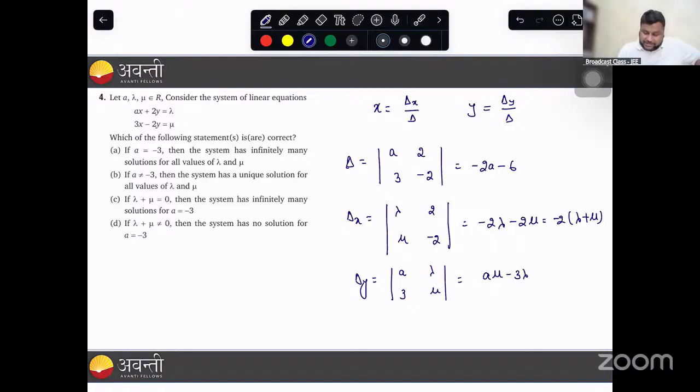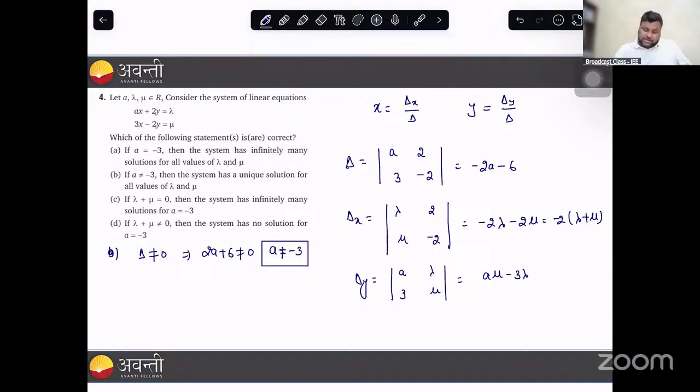Fine. Now let's check option by option. First of all, I'll check the B option. For unique solution, delta should not be 0. That means 2a plus 6 should not be 0. So a should not be minus 3. Yes or no? Now what they are saying in the B option is, if a is not equal to minus 3, the system has a unique solution for all the values of lambda and mu. This is certainly a correct answer.